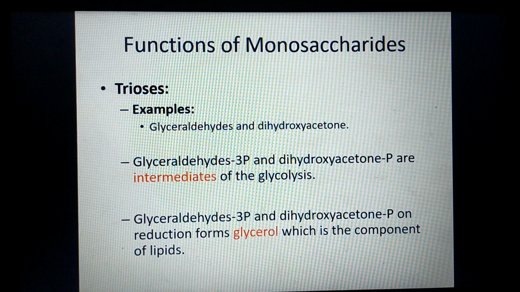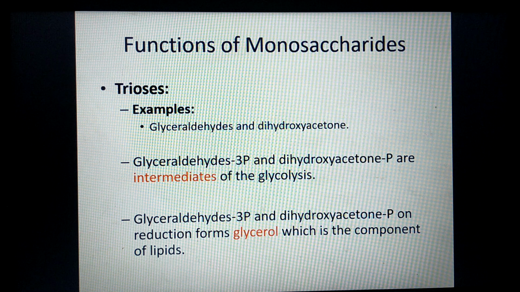Functions of monosaccharides, we start with trioses. We have seen two examples of trioses, that is glyceraldehyde and dihydroxyacetone. These two are present in the form of glyceraldehyde 3-phosphate and dihydroxyacetone phosphate, and they are intermediates of glycolysis. Glyceraldehyde 3-phosphate and dihydroxyacetone phosphate on reduction also form glycerol, which is a component of lipid.